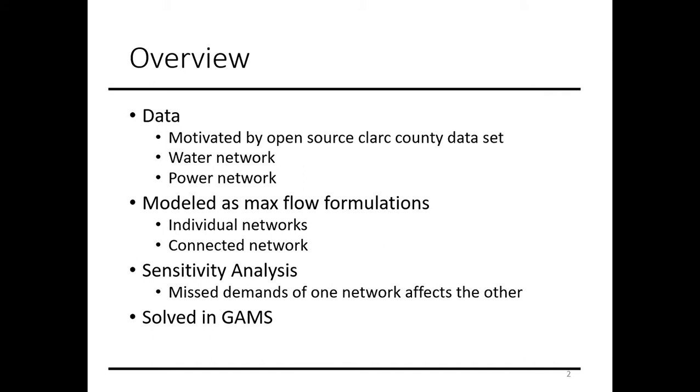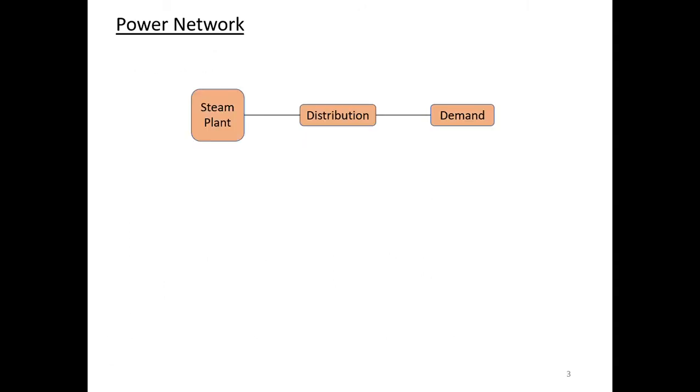The data that motivated my project was the open source Clark County data set. It consists of a lot of data on different networks such as human networks, communication networks, but I'm looking at the water network and the power network. My actual problem doesn't use the real data because it becomes pretty complex. But I did model the two networks as a max flow problem, and I evaluated the individual networks, I connected the networks, and I did a basic sensitivity analysis and solved the problem in GAMS.